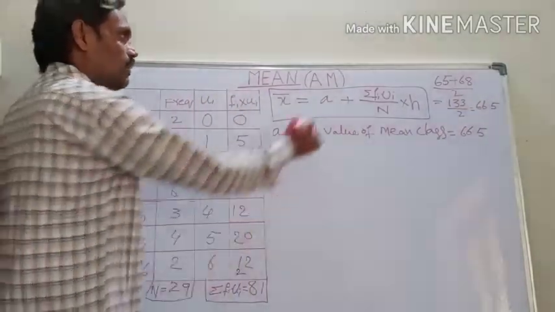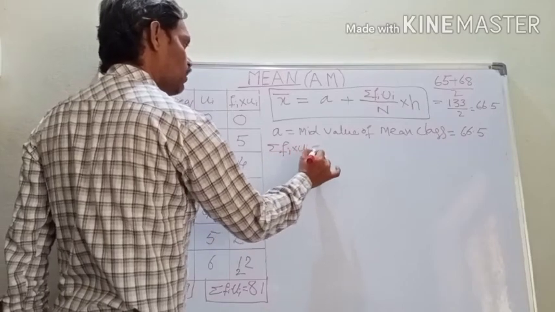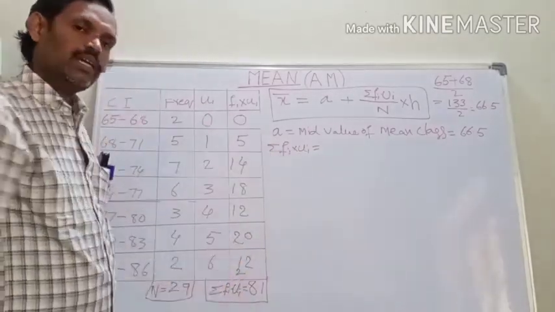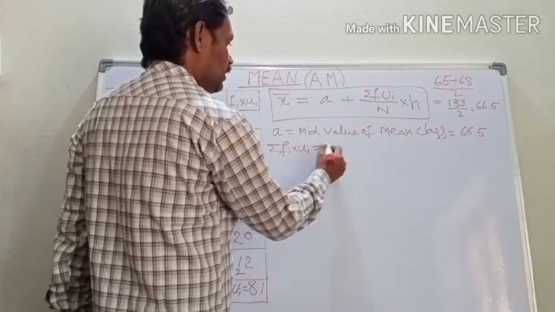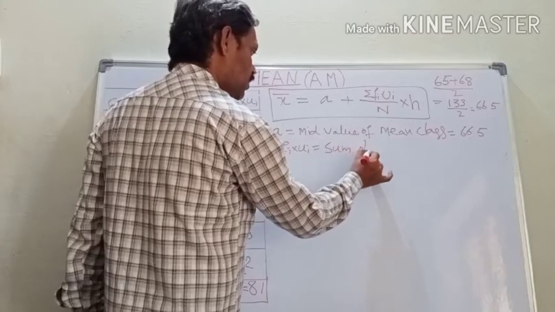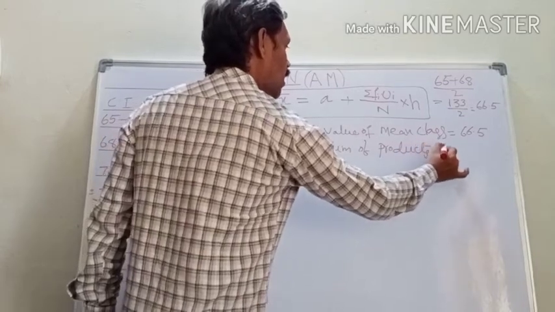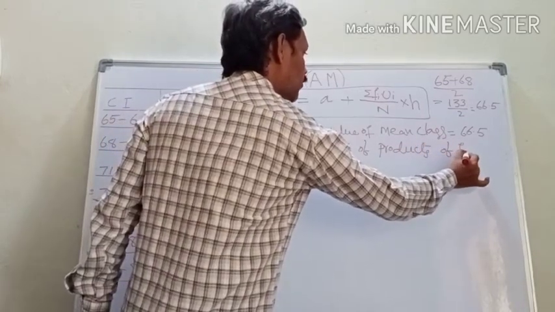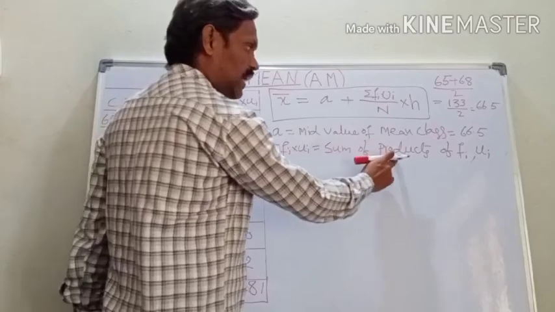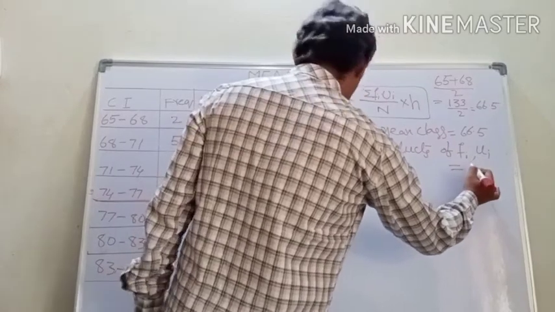Okay. Then the second one is sigma Fi into Ui. So we have already calculated this value in the table. It is how much? 81. But how to write the meaning of sigma Fi into Ui? That means the sum of products of whose products? Fi, put a comma here specifically, Ui. It is the sum of products of Fi comma Ui. So it is nothing but, according to the problem, 81.